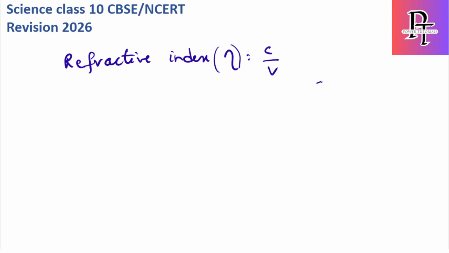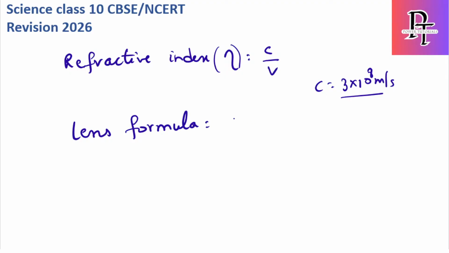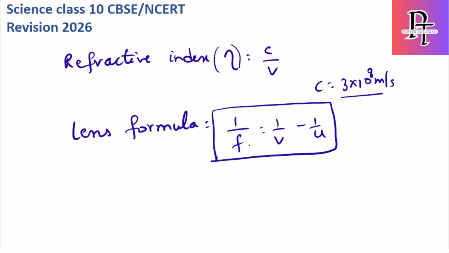C is the velocity of light and the c value is constant, which is 3 into 10 to the power of 8 meters per second. Okay, and then the next formula is the lens formula. The lens formula is 1 by f is equal to 1 by v minus 1 by u. Whereas for the mirror formula I have mentioned 1 by u plus 1 by v is equal to 1 by f, whereas for lenses it is 1 by f is equal to 1 by v minus 1 by u.